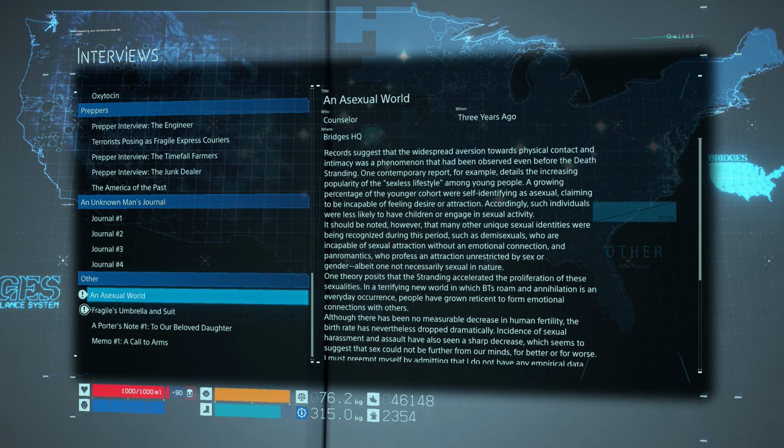Record suggests that the widespread aversion towards physical contact and intimacy was a phenomenon that has been observed even before the Death Stranding. One contemporary report, for example, details the increasing popularity of the sexless lifestyle among young people. A growing percentage of the younger cohort were self-identifying as asexual, claiming to be incapable of feeling desire or attraction. Accordingly, such individuals were less likely to have children or engage in sexual activity.